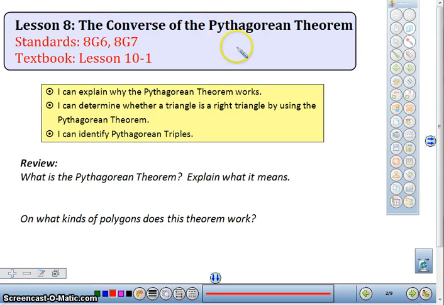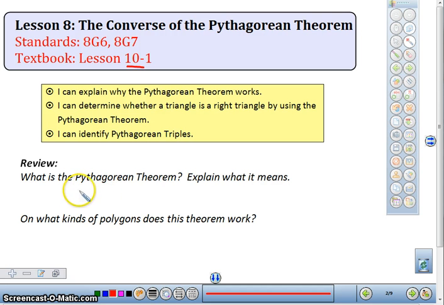In Lesson 8, the converse of the Pythagorean theorem. The standards are 8.6g and HG7. This is section 10.1 in your textbook if you need to look. You need to be able to explain the Pythagorean theorem and how it works. You can determine whether a triangle is a right triangle by using it, and you can identify the triples. Those are our standards. So the first question is, what is the Pythagorean theorem?